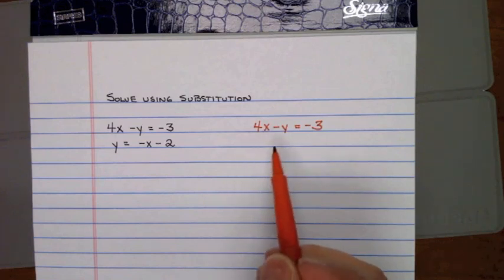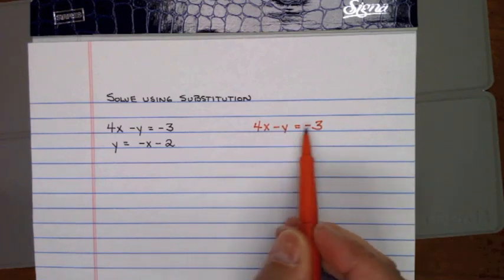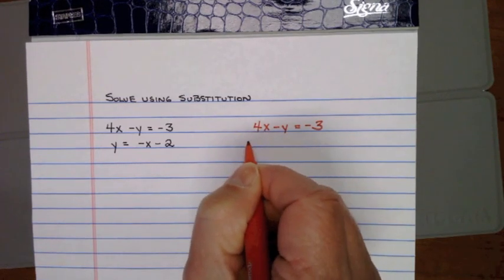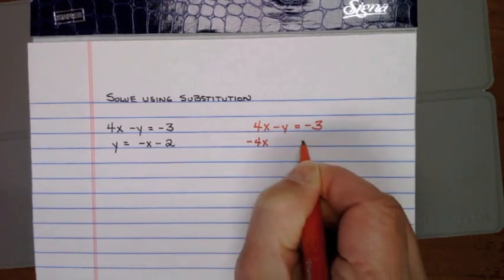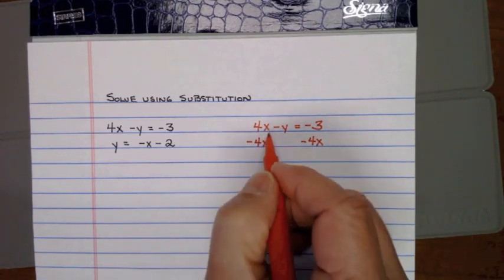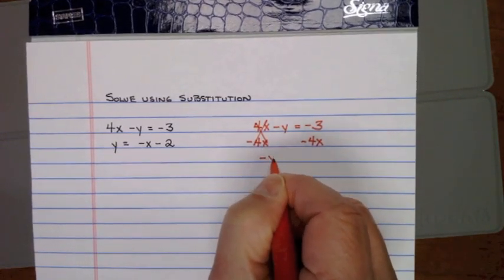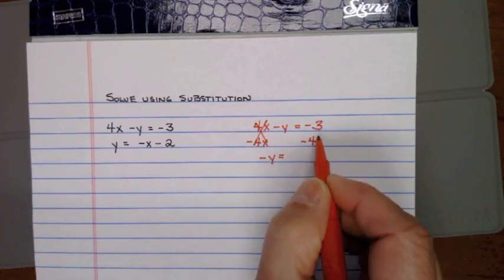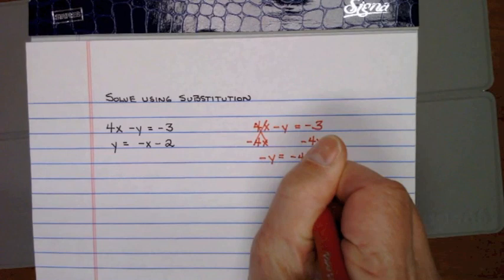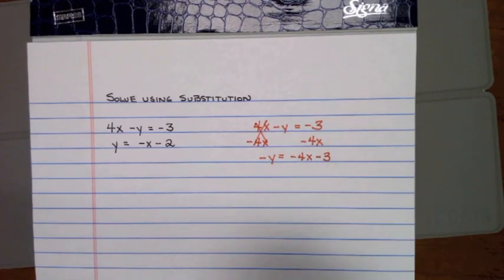Slope-intercept form starts off with y is equal to. So this x needs to be over here on the other side. I need to get rid of this 4x. The opposite of 4x is negative 4x. So I'm going to subtract 4x from both sides. This is eliminated. Negative y is equal to, I can't combine these together, but I need to put them in the correct order. That would be negative 4x and then minus 3.